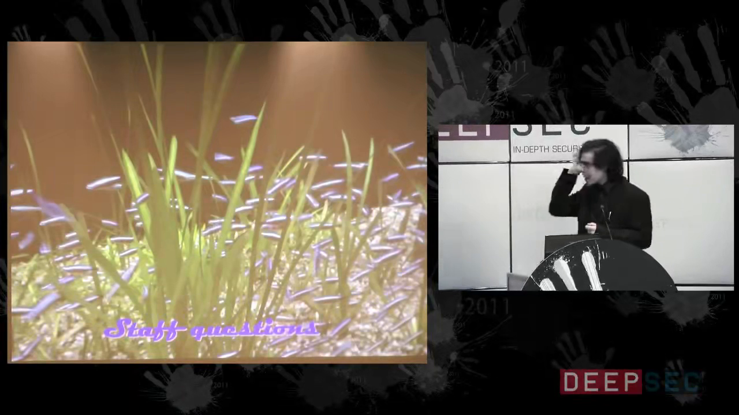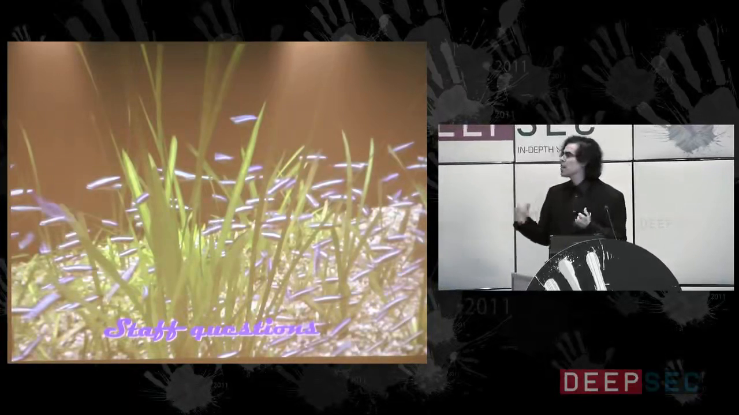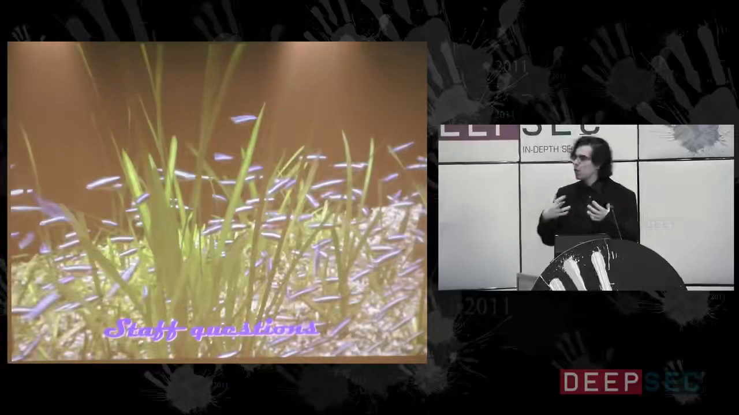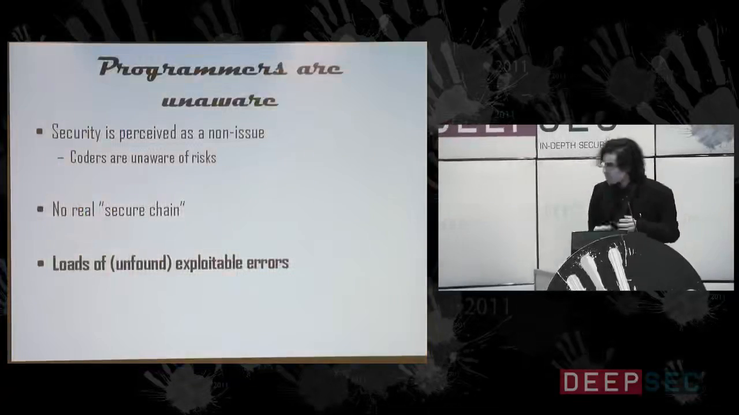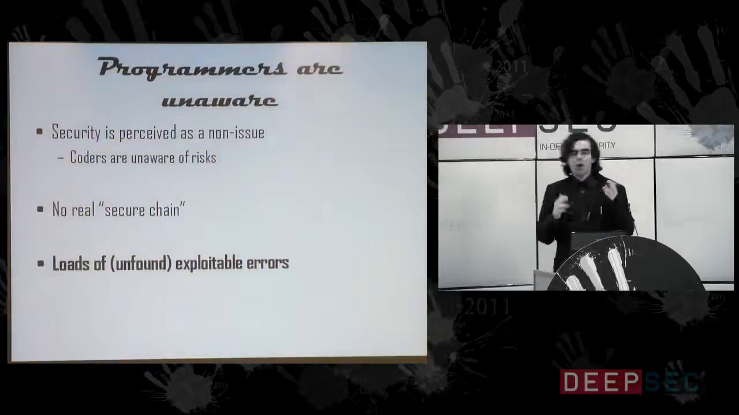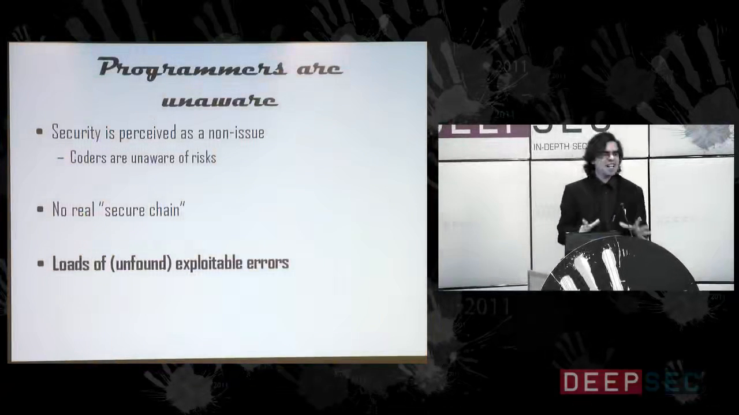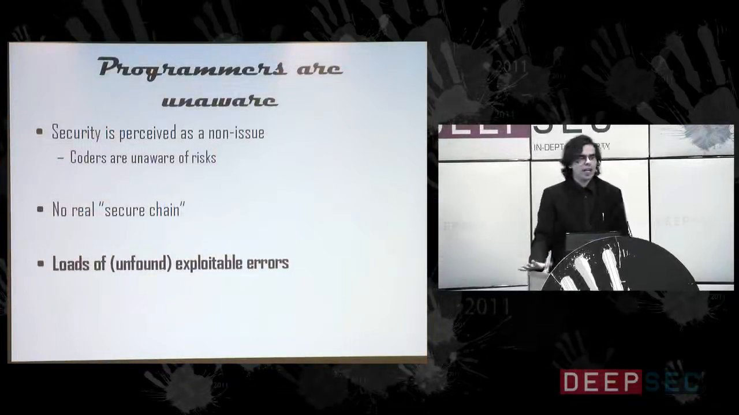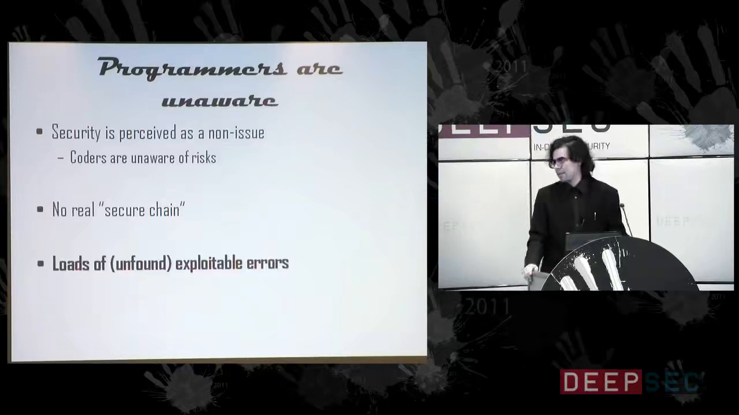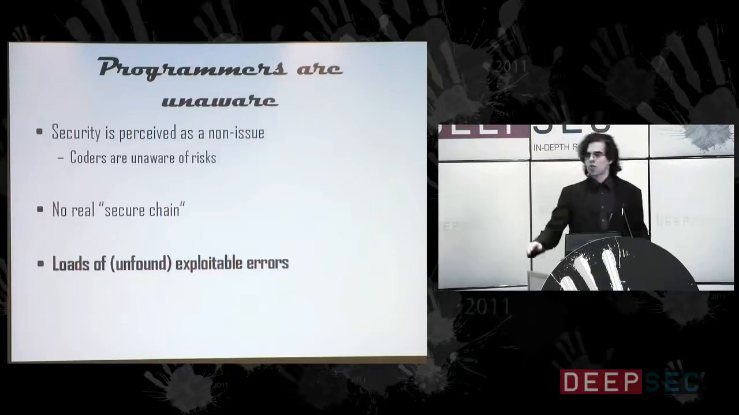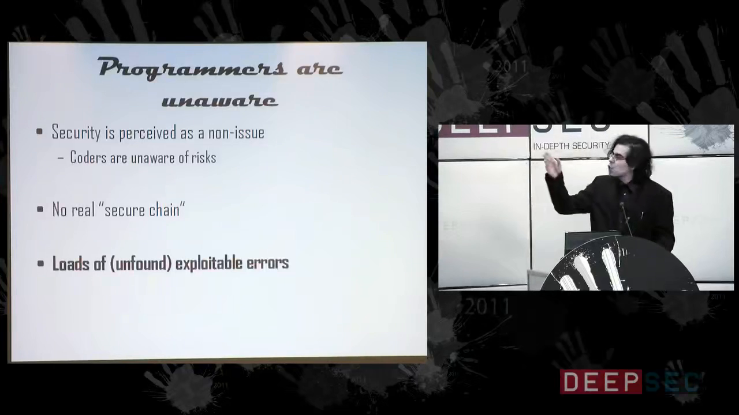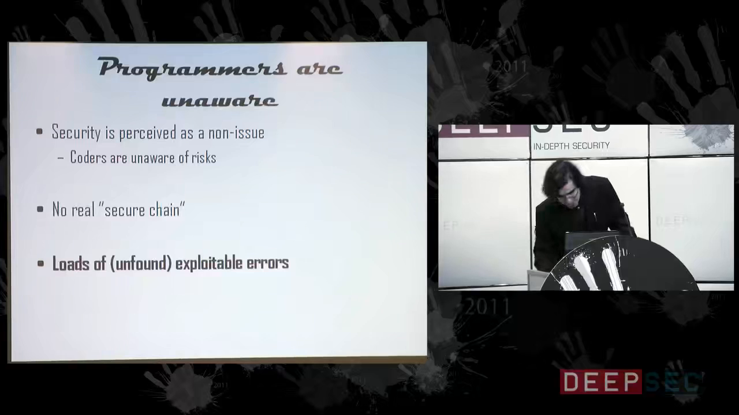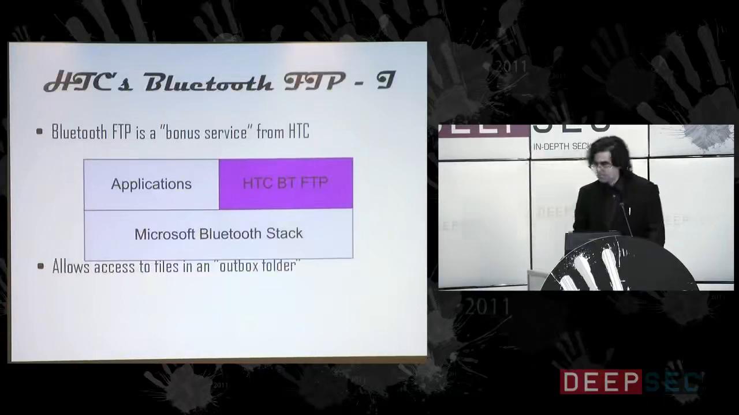Well, with that we're almost done. It's time to look at the staff who are working in mobile. First of all, most mobile programmers still are completely unaware of security. There is no secret chain, and this means there is a huge amount of unfound and exploitable errors in the operating systems currently.